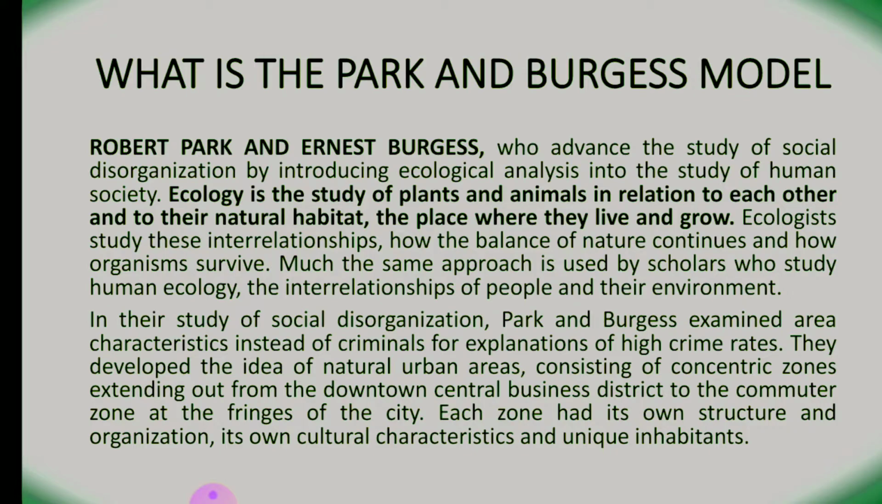In their study of social disorganization, Park and Burgess examined area characteristics instead of criminals for explanations of high crime rates. They developed the idea of natural urban areas consisting of concentric zones extending out from the downtown central business district to the commuter zone at the fringes of the city. Each zone had its own structure and organization, its own cultural characteristics and unique inhabitants.